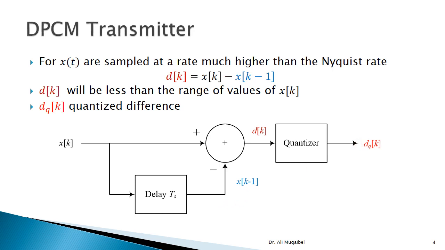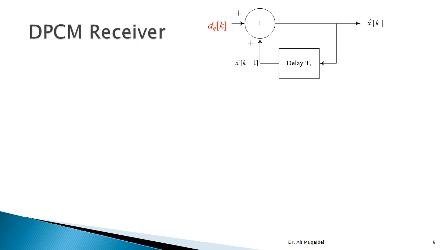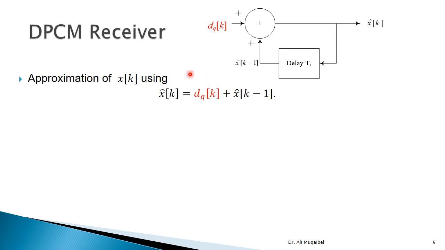Now how do we build the receiver? Given d of k, it looks like this. The DPCM receiver, we will receive the difference, the quantized difference. I need to add to it the previous estimate. So basically we have a loop again, we have a delay element. So I have an estimate of the previous value which will be added to the difference, and now we get an estimate of the current sample. Kind of the opposite or dual of what we did in the transmitter. So mathematically we can write the current estimate will be the previous estimate plus the difference. We add to it the difference.